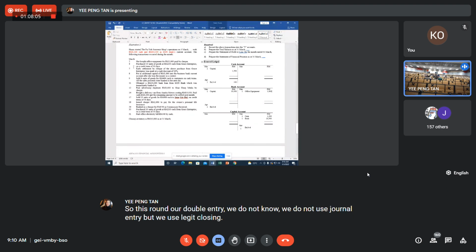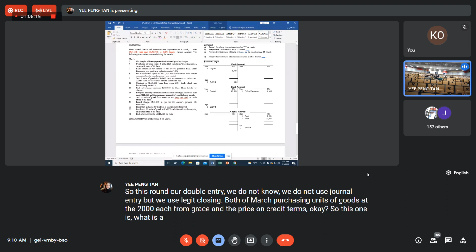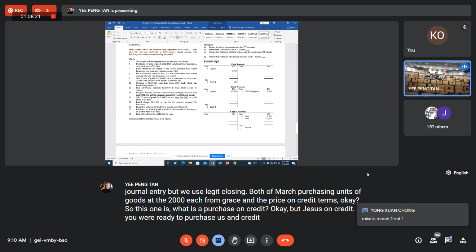All right. 4th of March, purchase 50 units of goods at 200 each from Grace Enterprise on credit terms. Okay, so this one is what? It is a purchase on credit. So you will debit purchases and credit to, okay, here.